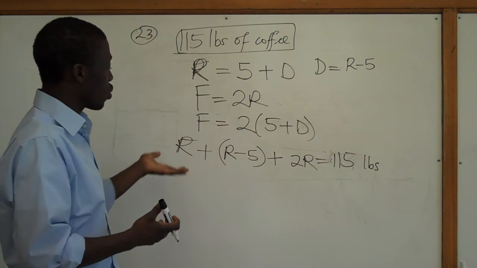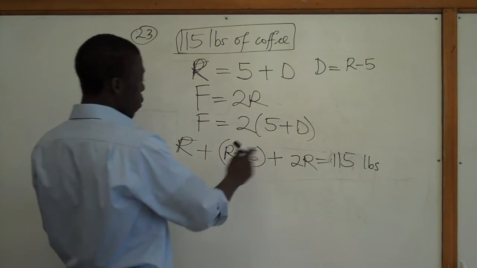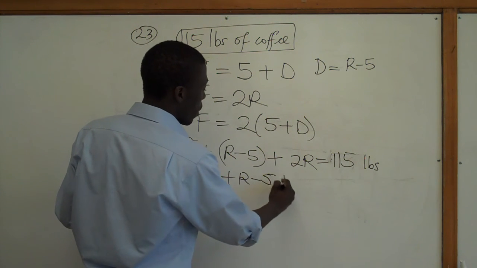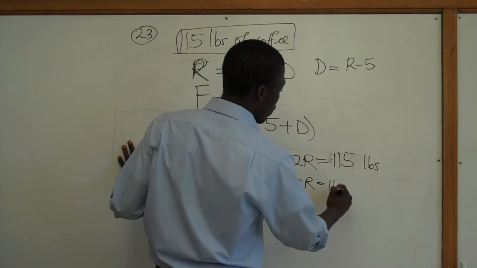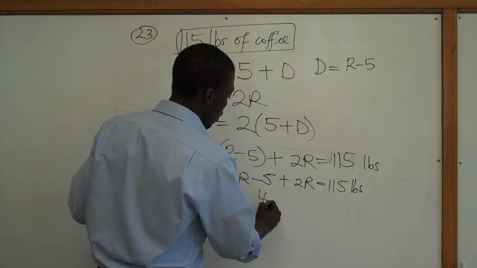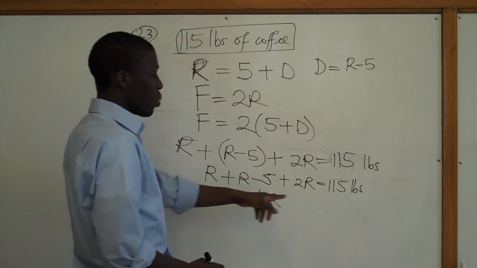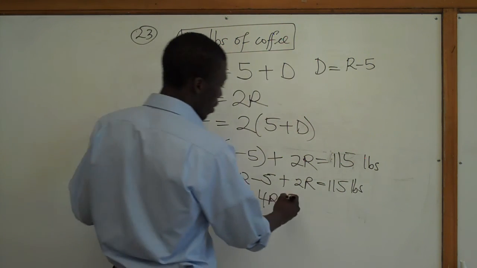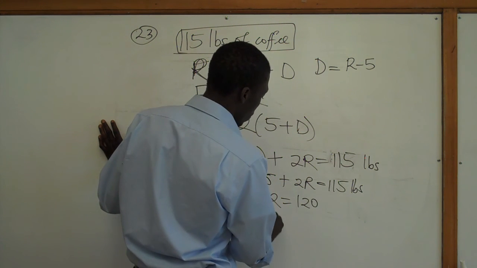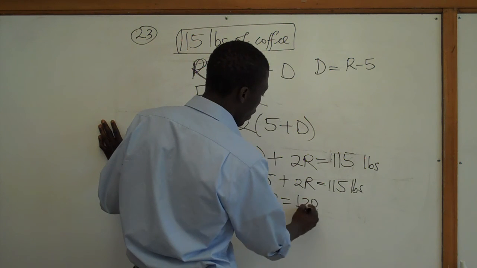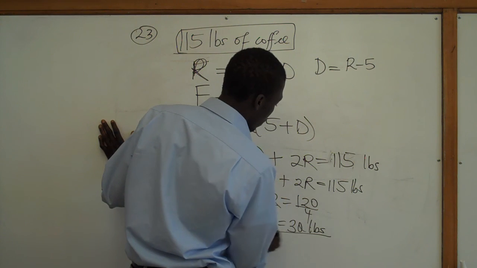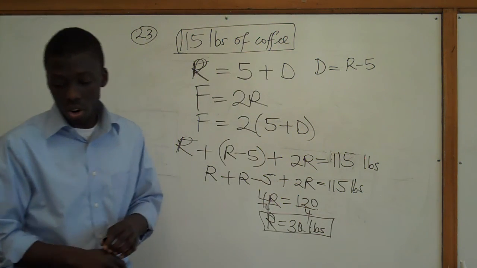Now, if I asked you to solve for R, all you need to do is, again, you open the bracket, so it becomes R plus R minus 5 plus 2R is equal to 115 pounds. R plus R plus 2R is 4R. And then we add 5 to both sides, because we want R by itself. And so when we add 5 to 115, it becomes 120. And so R simply becomes, we divide both sides by 4. And that gives us R as 30 pounds. That is how you solve to get the regular coffee amount.